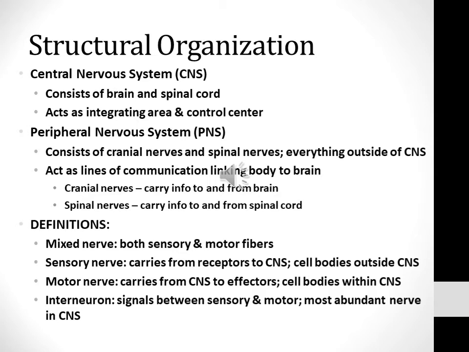And then we have our interneurons, which are just shuttles. So they're shuttling signals between those sensory and motor neurons, and they ultimately are the most abundant nerve in the central nervous system. They're those relay signals, so they're pretty important.